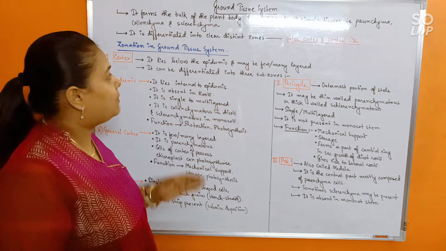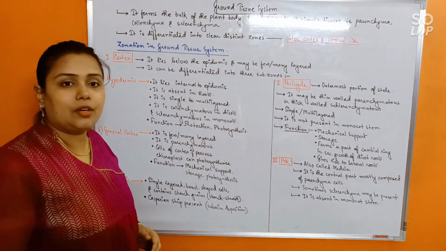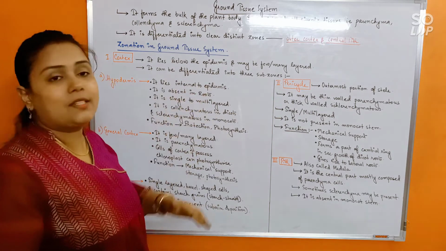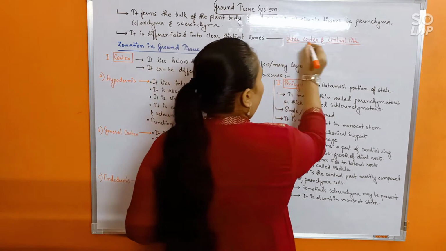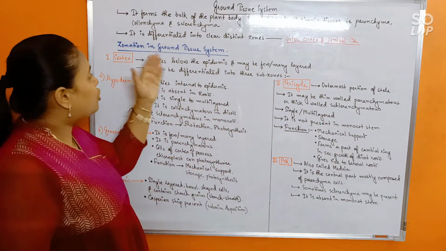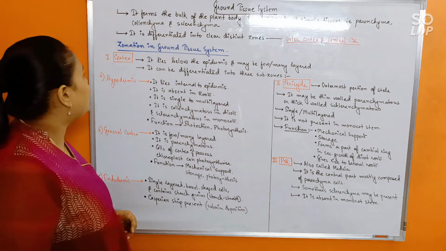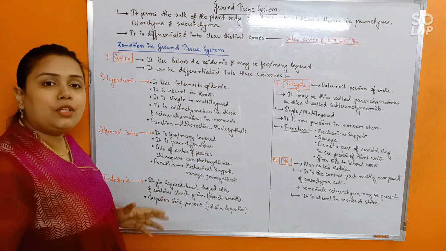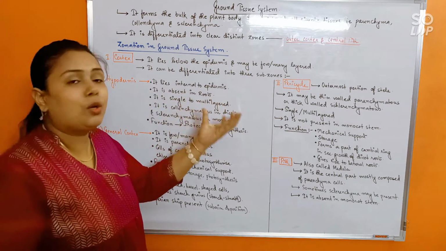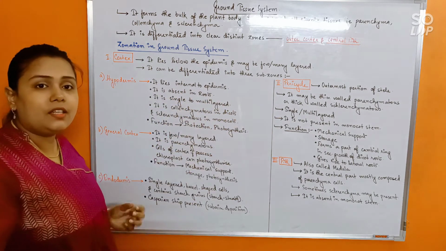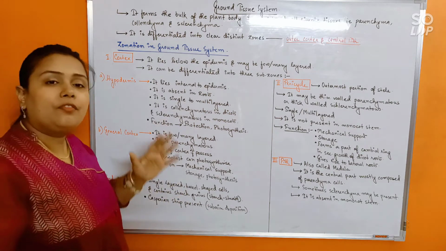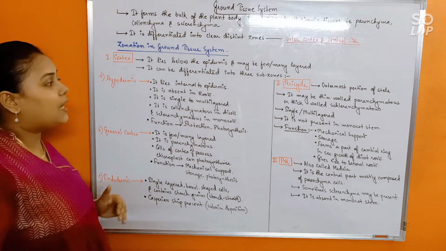Okay, so see here, it forms the bulk of the plant body and consists of all simple tissues, that is parenchyma, collenchyma and sclerenchyma, and it is mostly differentiated into clear distinct zones of outer cortex and central pith. Alright, now the zonation in ground tissue system. See, mainly the ground tissue system can be divided into two zones, right? That is the cortex and the central pith, isn't it? Cortex and pith. But then we can further divide them into various types of layers. So these are the layers.